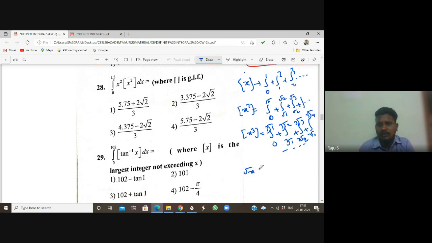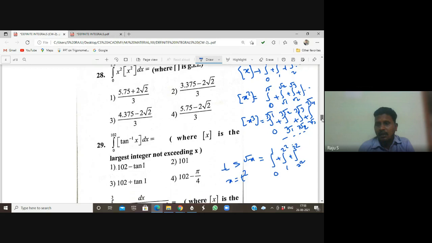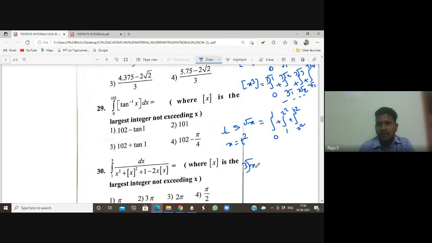What about root x? Whenever it is root x, 0 to 1, 1 to 2 square, 2 square to 3 square, like that. You have to equate to some other variable. Then what is x? Root x is equal to t, x is equal to t square. If it is the cube root of x, you have to divide the interval 0 to 1 cube plus 1 cube to 2 cube plus 2 cube to 3 cube, like that.